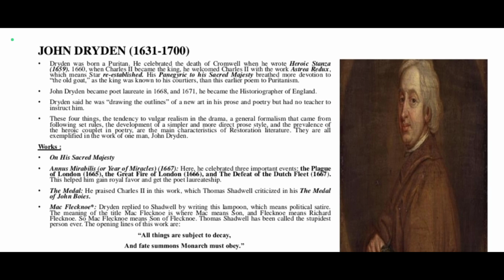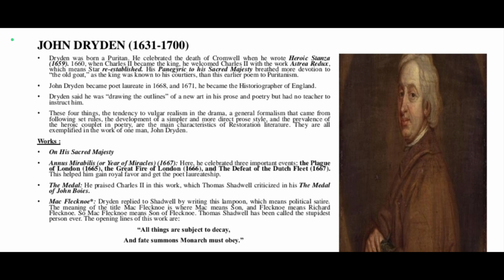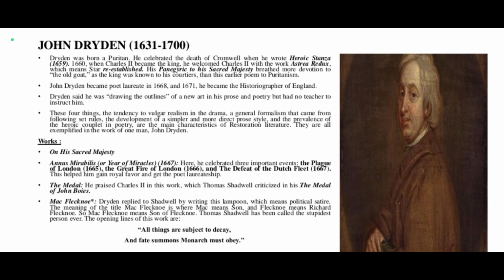Now we will discuss some of his important works. So first of all, he has written a poem on his sacred majesty, only the title is enough. Next he has written Annus Mirabilis or Year of Miracles, which was published in 1667. Here he celebrated three important events: the Plague of London 1665, the Great Fire of London 1666, and the defeat of the Dutch fleet 1667. This helped him gain royal favor and get the poet laureateship. Next he has written The Medal.